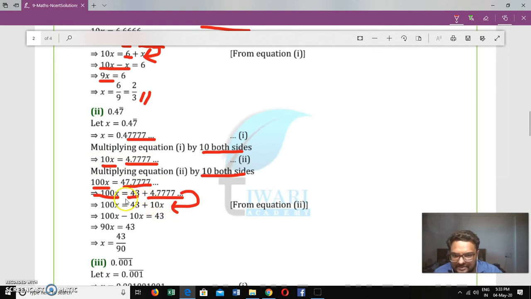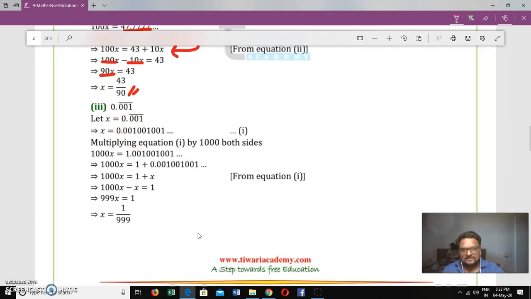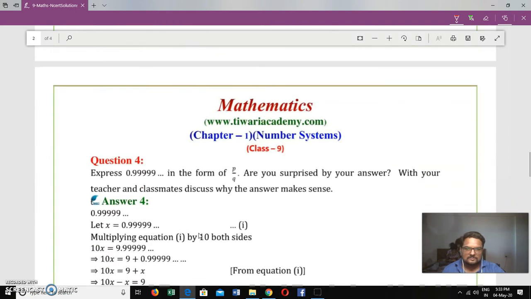Bring this 10x to the other side, it becomes what? 100x minus 10x will give you 99x equals 43. So x equals 43 upon 90. I hope you understood. You can try this third one, and if you don't know, I'll make you understand once the class starts. Let's come to the next question.